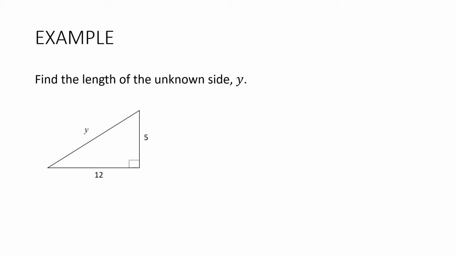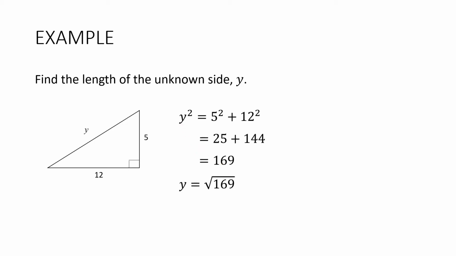So let's do another one. Find the length of the unknown side, y. So let's start by writing Pythagoras' theorem. We'll find the hypotenuse, it's y. Y squared is equal to 5 squared plus 12 squared. Now let's work these out. 5 squared is 25 and 12 squared is 144. Add them up. Gives us 169. Y squared is equal to 169. We need to do the square root. So y is equal to the square root of 169, which is 13.